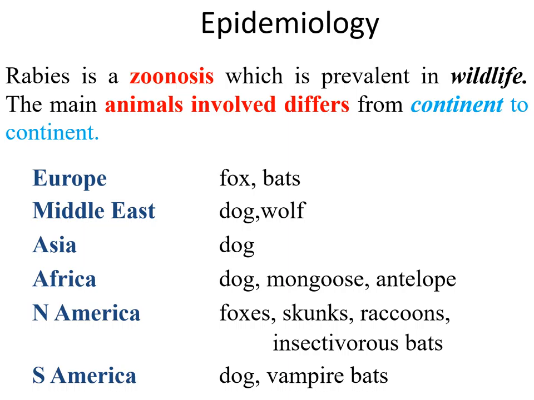Epidemiology of rabies. Rabies is a zoonosis which is prevalent in wildlife. The main animals involved differ from continent to continent. In Europe, fox and bats. In the Middle East, dog, wolf. In Asia, dog. In Africa, dog, mongoose and antelope. In North America, foxes, skunks, raccoons, insectivorous bats. In South America, dog and vampire bats.